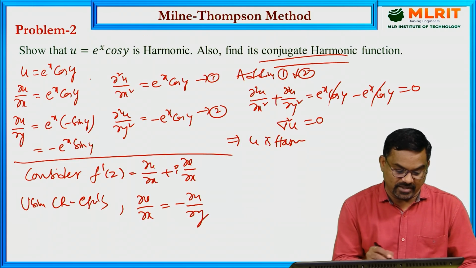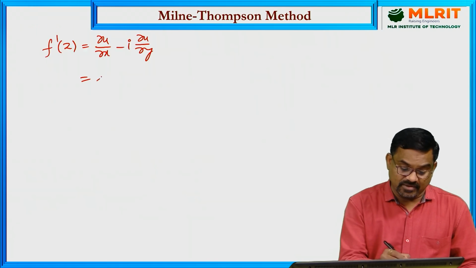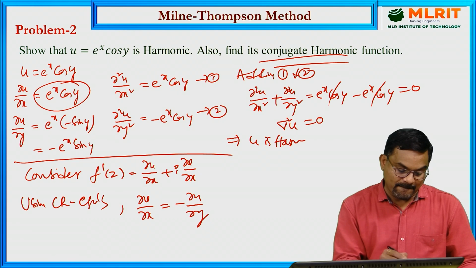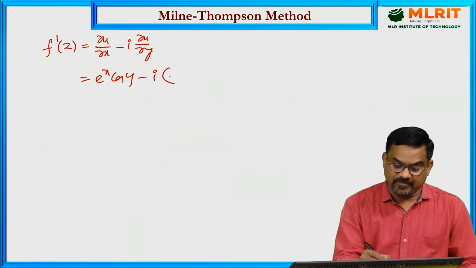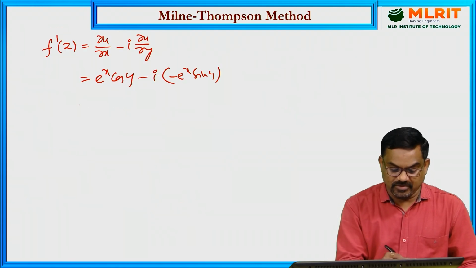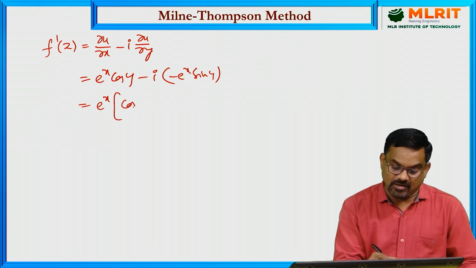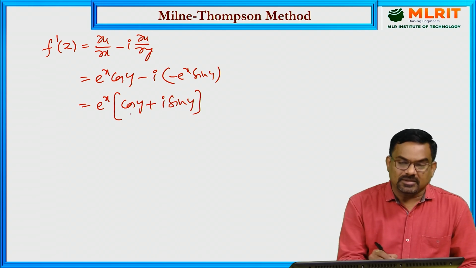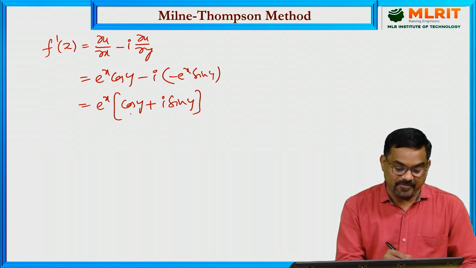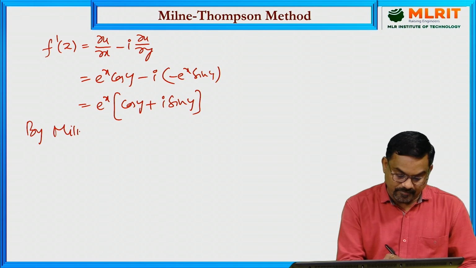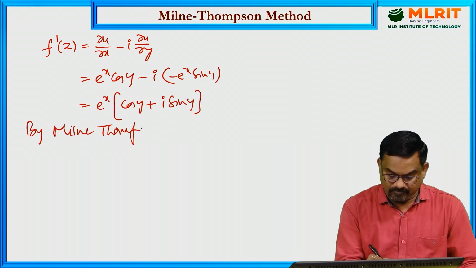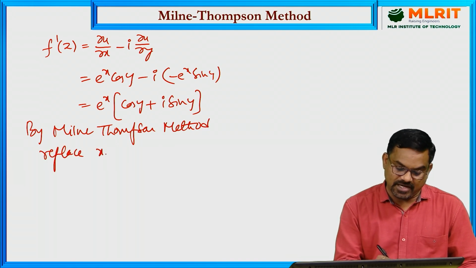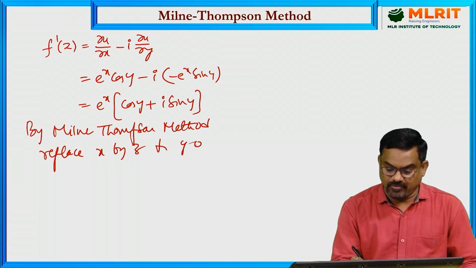And what is dou u by dou x? e power x cos y. So e power x cos y minus i into dou u by dou y, which is minus e power x sin y. So simplifying this, we get e power x into cos y plus i sin y. Now this f dash z must be in terms of z. So by the Milne-Thomson method, we have to replace x by z and y by 0.